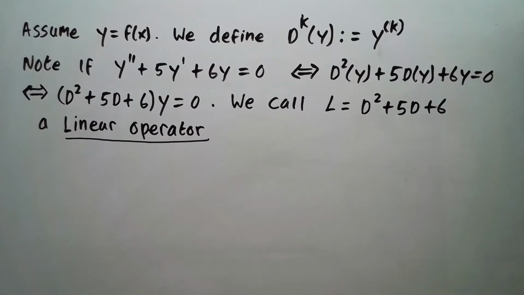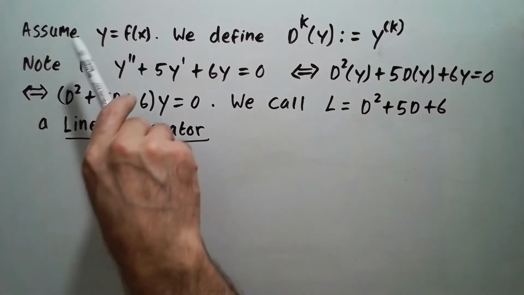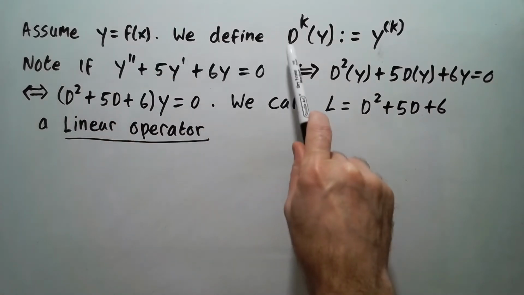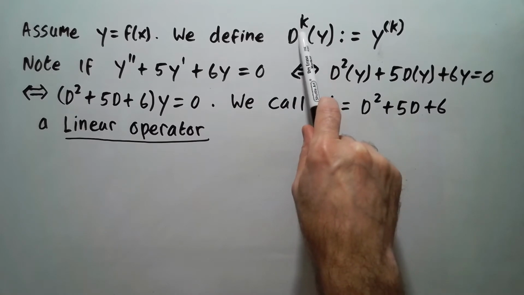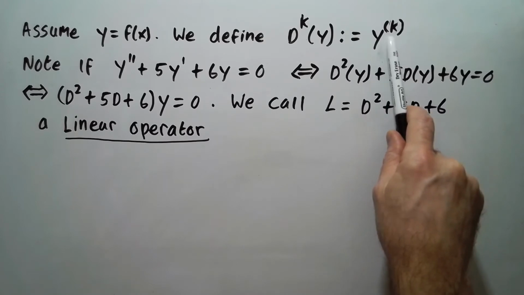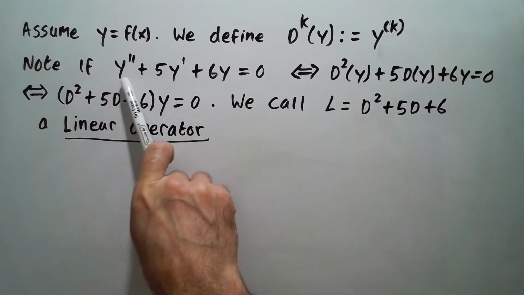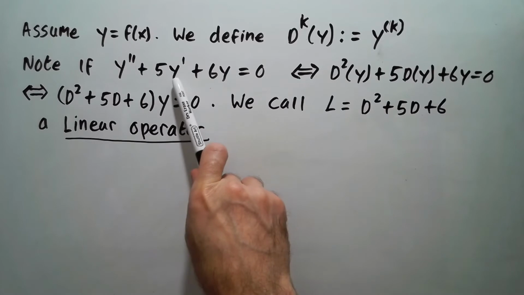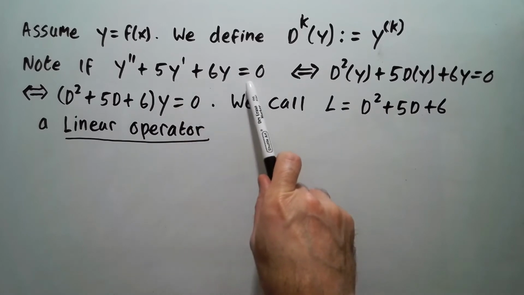Okay, so this section's about the annihilator. Let's assume that y is some function of x. We're going to define big D raised to the k of y to mean the kth derivative of y. The derivative here would be with respect to x. So note, say we have this differential equation here, y double prime plus 5y prime plus 6y equals 0.